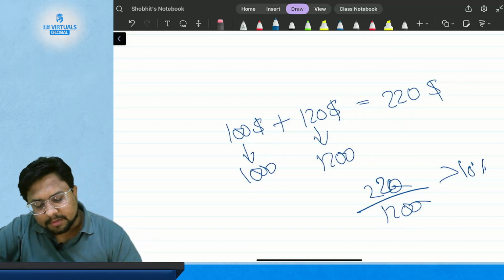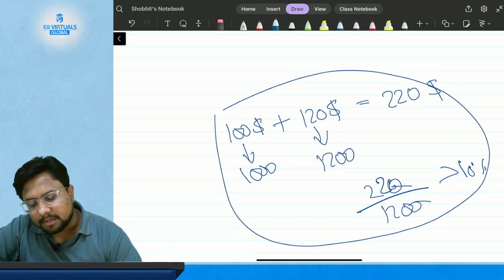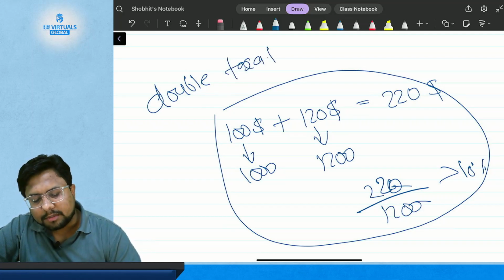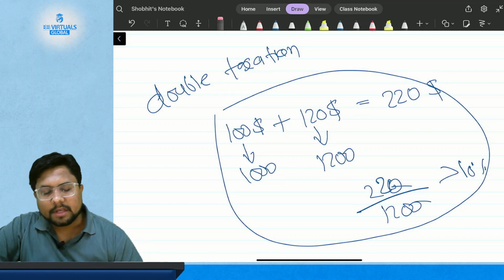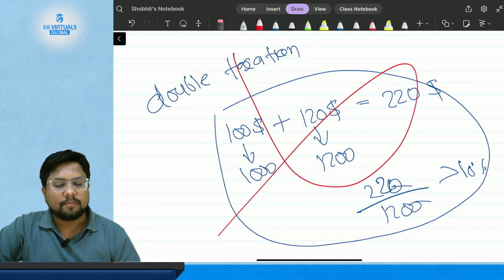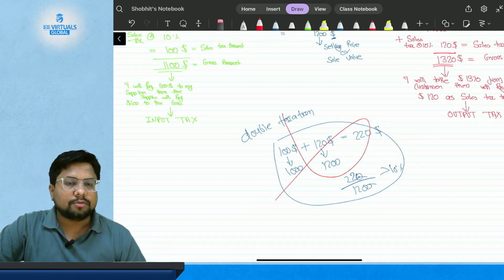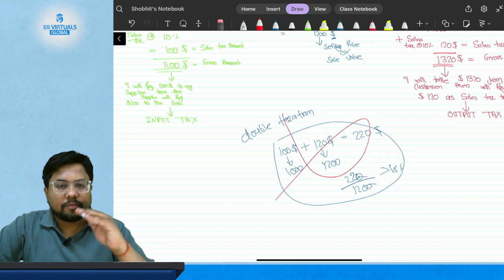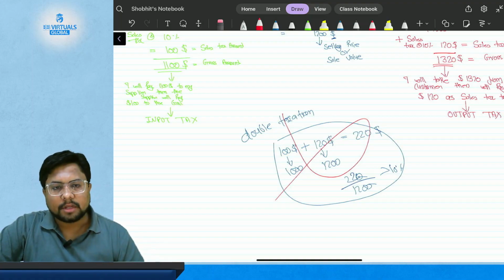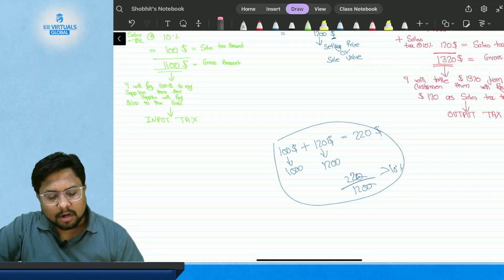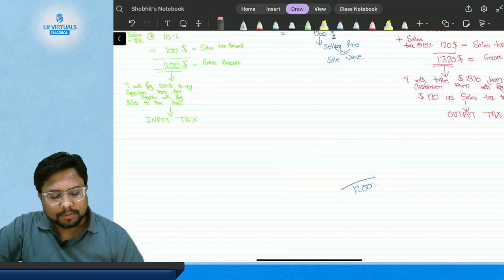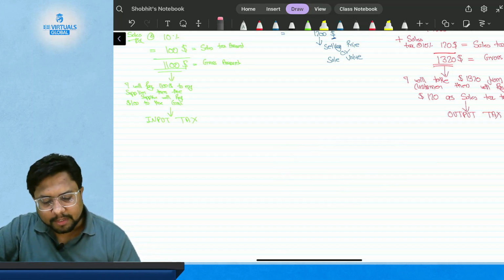So this becomes what? This becomes double taxation. This becomes the problem, that is double taxation. Hence, in order to remove this problem, a new concept occurs, which is the concept of input tax and output tax. Okay, so now what is input tax and what is output tax? Let's understand.